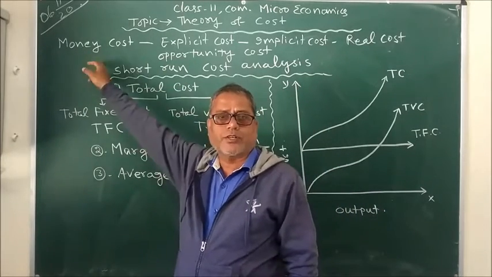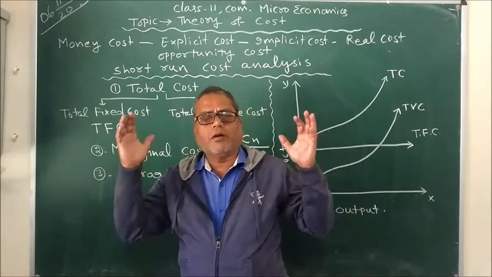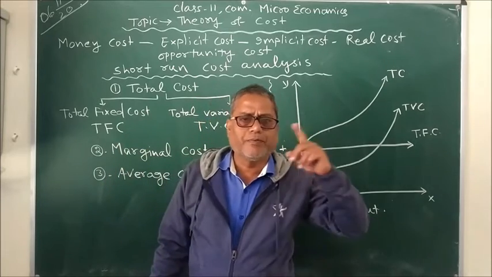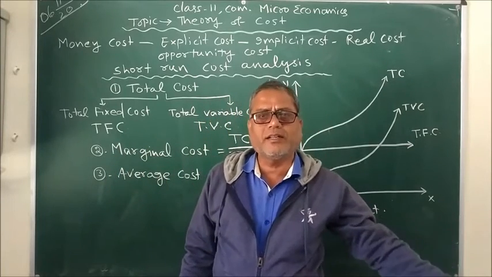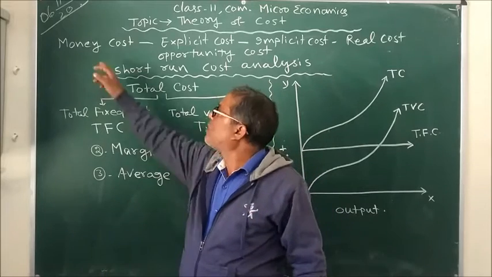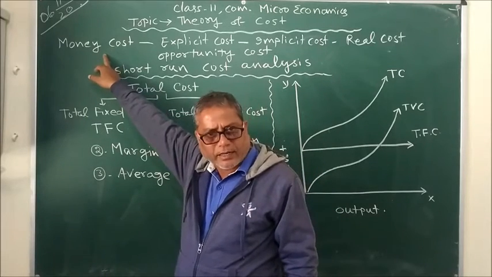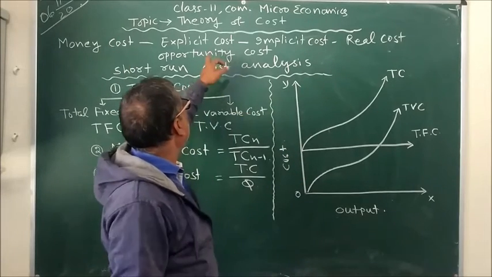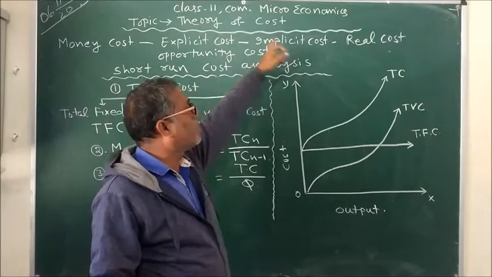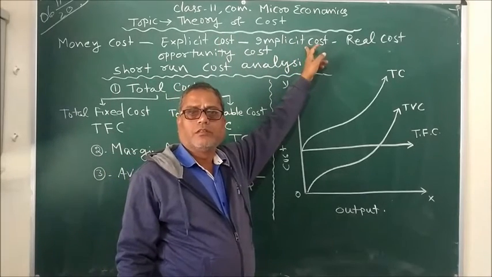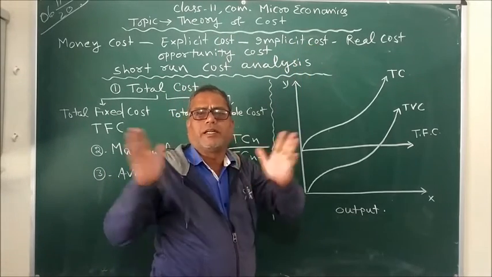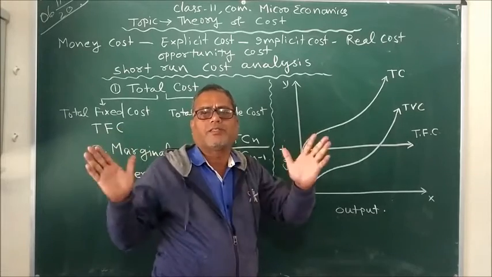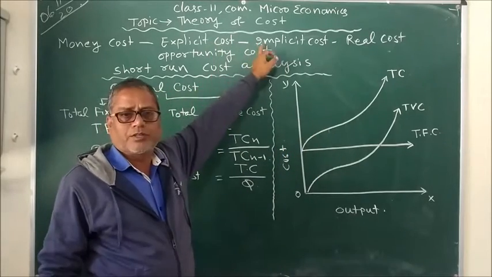First come to money cost. The total amount of money spent on different factors of production and raw materials to produce something is called its money cost. And money cost includes 2 different types of cost, which are explicit and implicit cost. We need to clearly demarcate or understand the difference of these 2 costs.